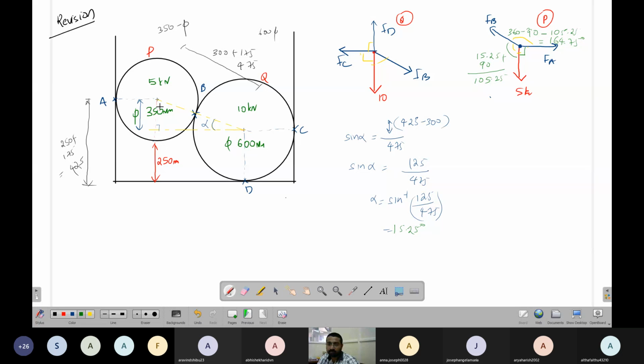Now what is this angle? What is beta? Beta is equal to 180 minus 90 minus alpha. So 180 minus 90 is 90. 90 minus 15.25 is 74.7. Okay, that is the angle, 74.7.